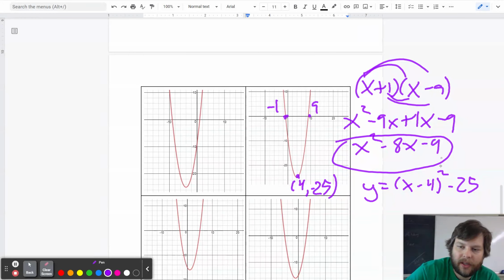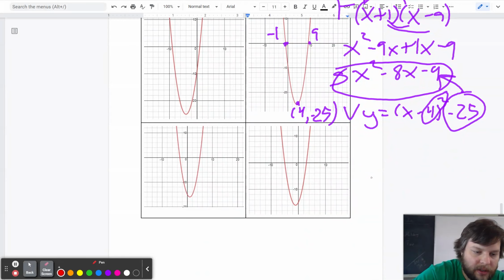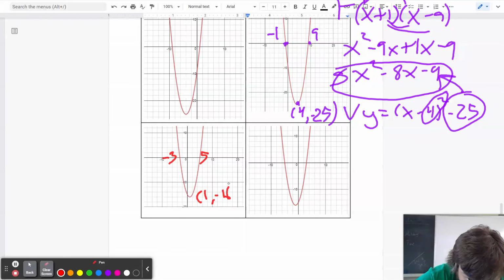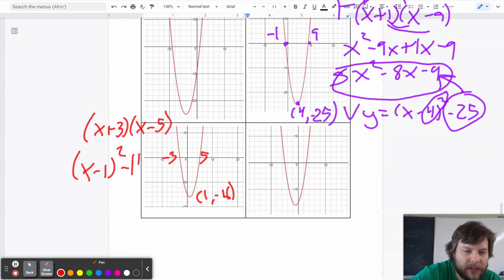As a quick double check, if I do 4 squared, that's 16. And 16 minus 25 gives me -9. So I know that I have the correct 3 equations: factored form, standard form, vertex form. For the last one here, let's just knock out this one right here. Looks like we have an x-intercept of -3 and an x-intercept of +5. Vertex looks like it's at 1 comma -16. So I have x plus 3 times x minus 5. I have x minus 1 squared minus 16.